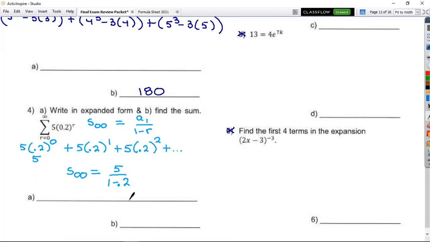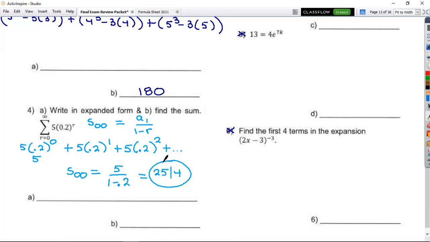All right, that goes in your calculator as well. And your answer is 25/4. So 25/4. Okay, that is it on that sheet. Do we feel okay with those two?